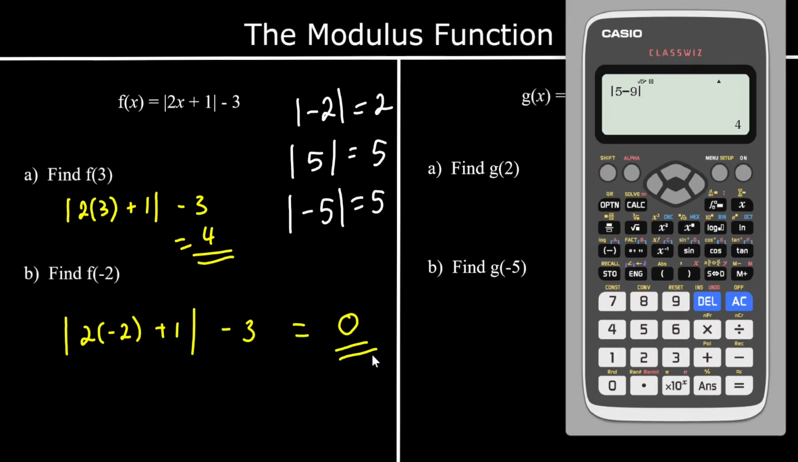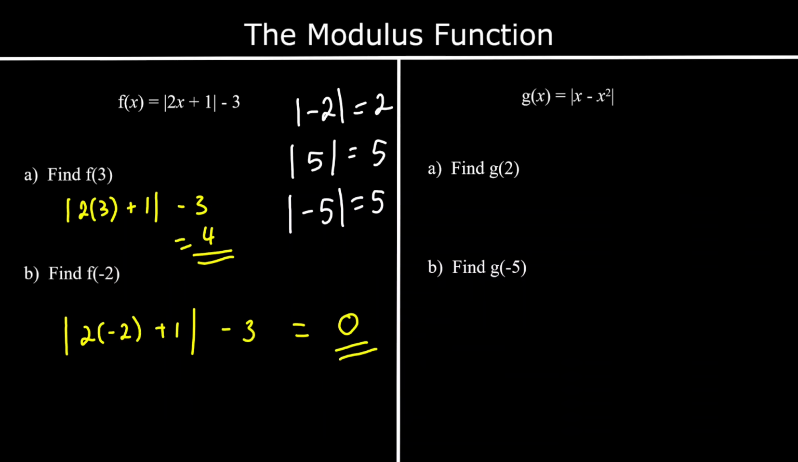And we can check on the calculator. So we had 2 -2's plus 1. Then outside we had take away 3. And we get 0. Got 2 for you to try here. Pause the video, give them a go.